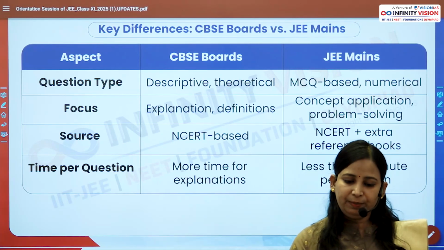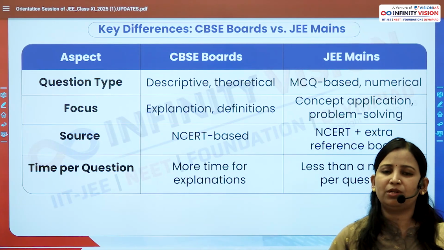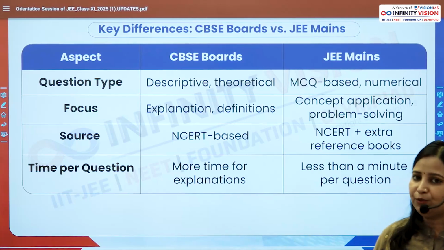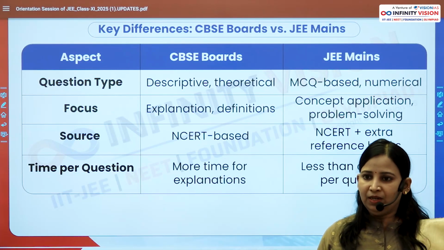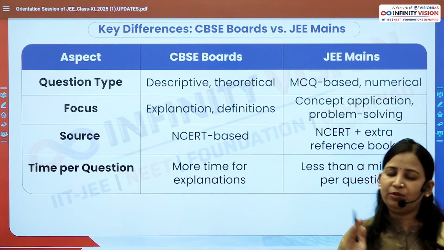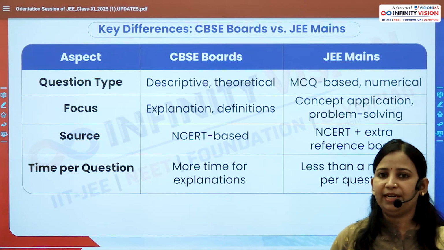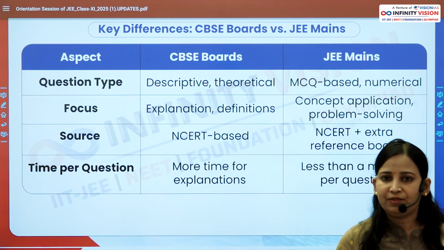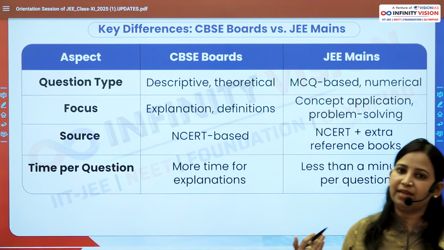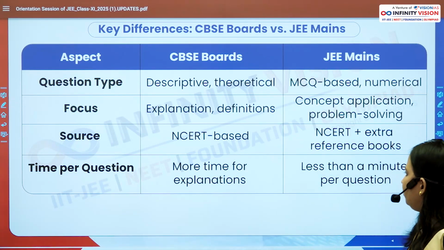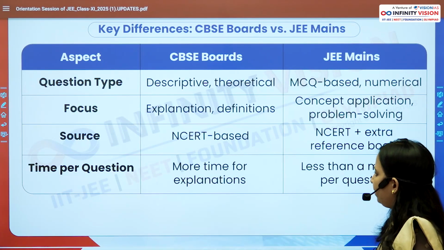Okay, if you are preparing only for CBSE, you must only focus on the NCERT books, and if you are preparing for JEE Mains also, then along with NCERT, you have to refer to some reference books. Like for physical chemistry, it is F.A.S.T. Okay. Now, what is the time requirement?